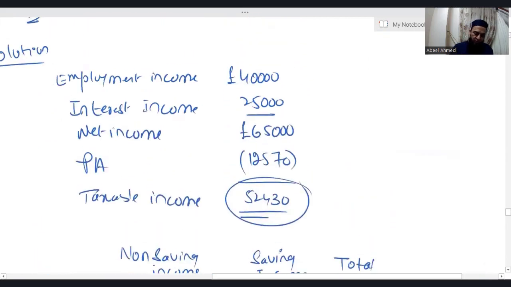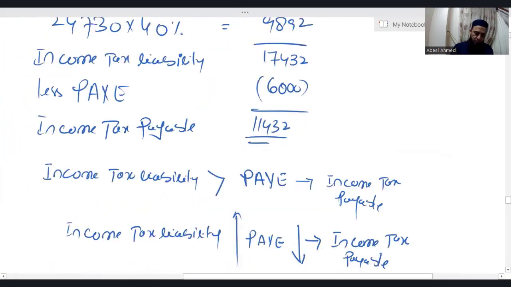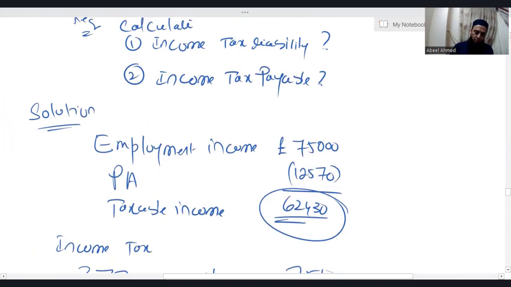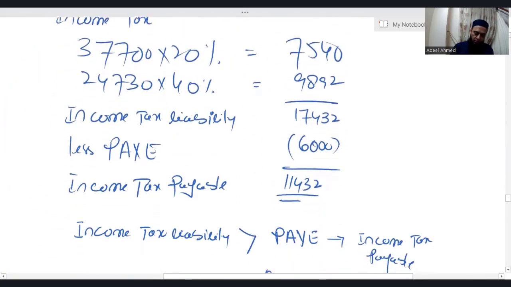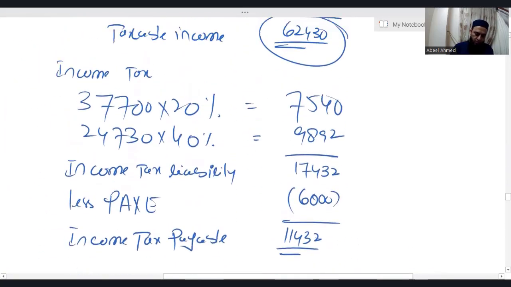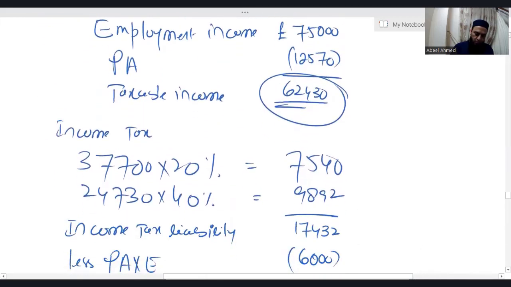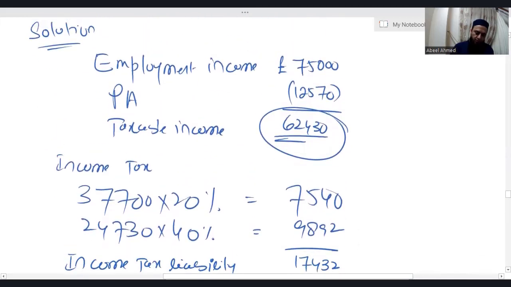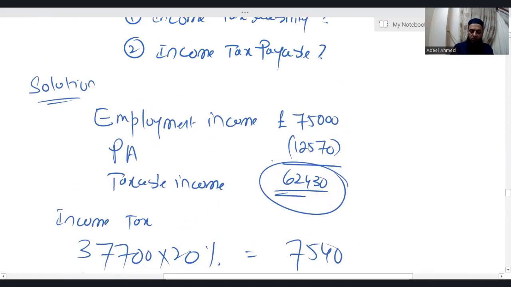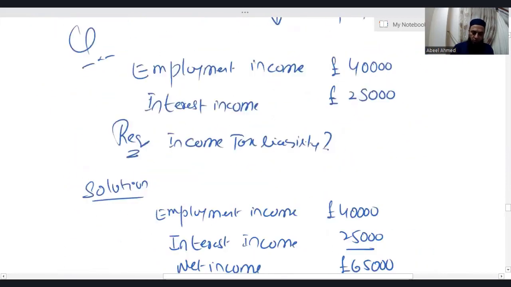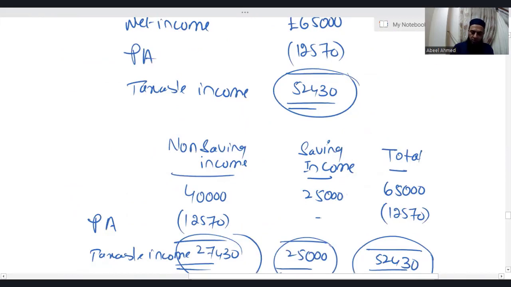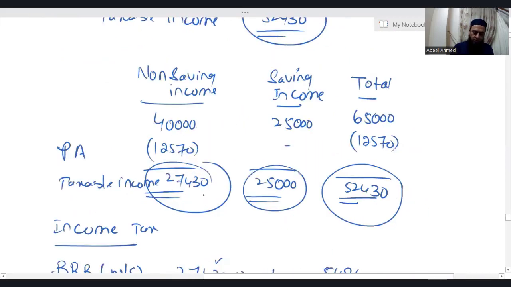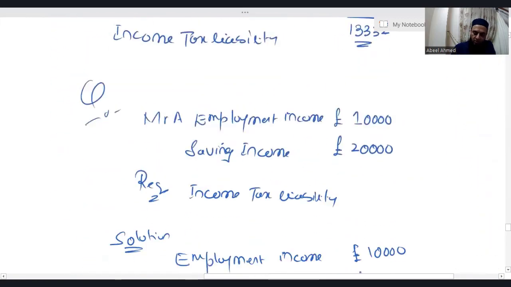Even if you go to the previous questions as well, look at this over here as well. We only have employment income over here, so there's no saving income. So no question of starting rate band. So simply you can look at this. Wherever in the column of non-saving your answer is 5,000 or more, then there's no rule of starting rate band applicable on saving income.